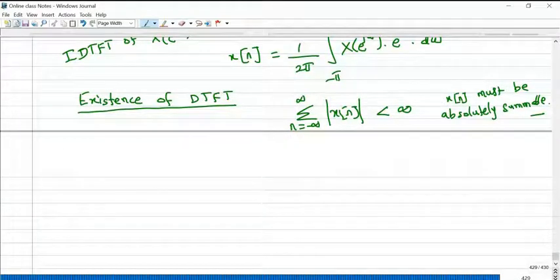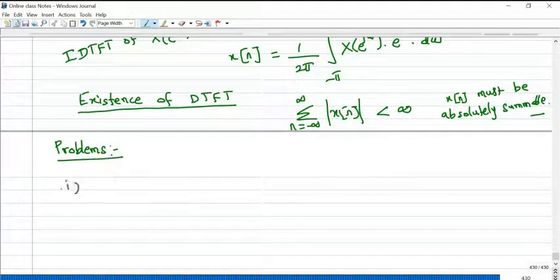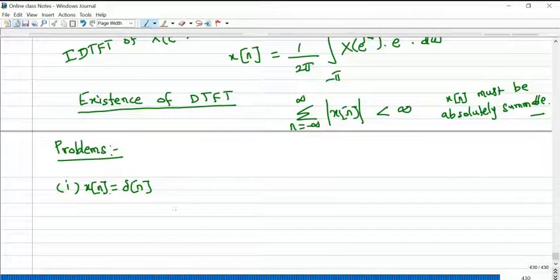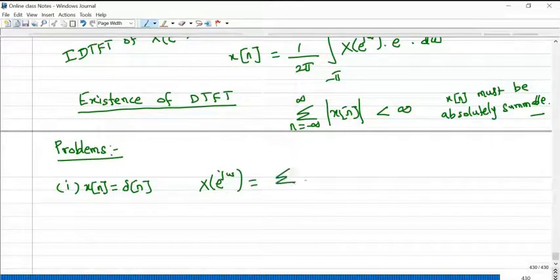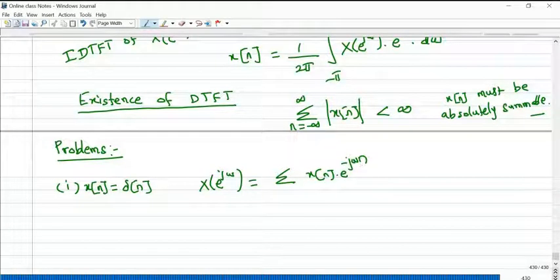Okay. So basic problems using DTFT. First problem: find the DTFT of del of n. This is the formula, okay? Find the DTFT of del of n. So we know the formula: DTFT equals X of e power j omega, summation of x of n e power minus j omega n, n varies from minus infinity to infinity.